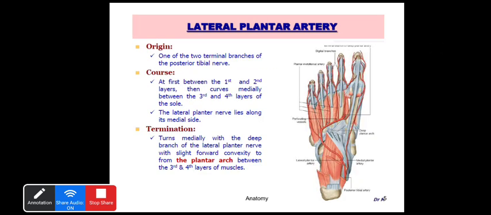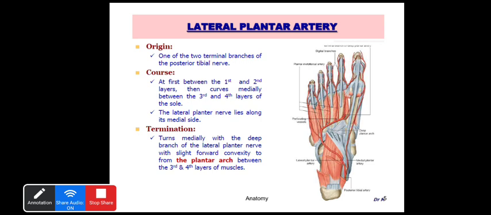And the next artery from the posterior tibial artery is the lateral plantar artery. So this is a very important artery. It's going to form the arch here. The plantar arch formation is mainly by means of the lateral plantar artery. It is also one of the terminal branches of the posterior tibial artery.